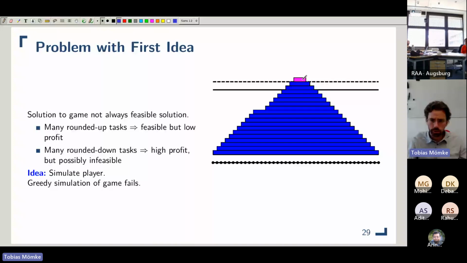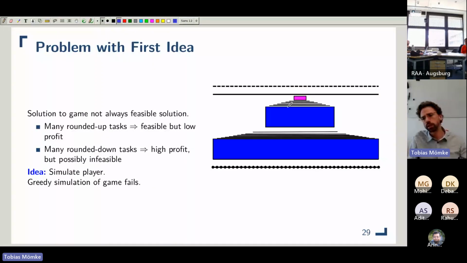What does it mean? If we now simulate the player, then deterministically we will reject that task because we have taken all those low-value blue tasks. But the player has a certain probability to get this task since some things got rounded down. So in expectation it also doesn't get it, but there is a certain probability that the player gets this super large, super heavy task. And therefore, the player can actually have a much higher profit than the algorithm.